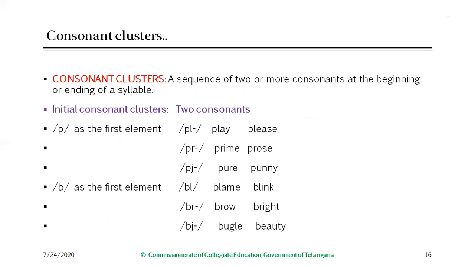Now let's look at the consonant clusters. What is the meaning of cluster? A group of some things is called a cluster. A sequence of 2 or more consonants at the beginning or ending of a syllable is called a consonant cluster.